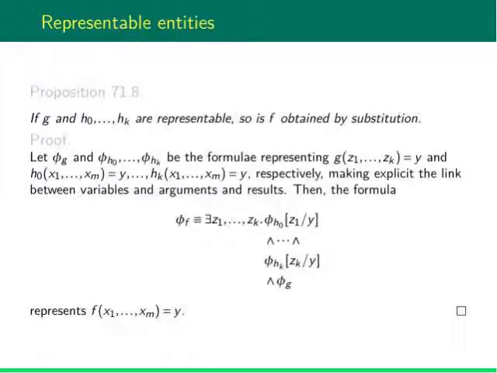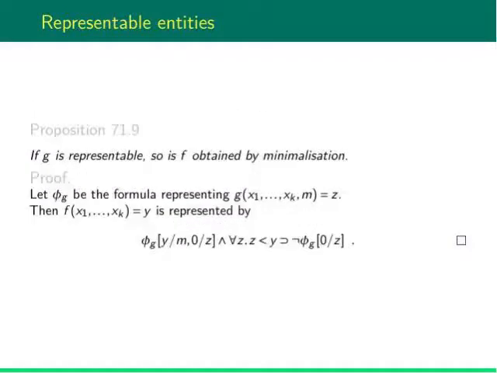If a partial recursive function is obtained by substitution from representable functions, it is representable. The proof reduces to writing down the representing formula as in the slide. If a partial recursive function is obtained by minimalization from a representable function, it is representable. Again, the proof reduces to writing the representing formula as in the slide.